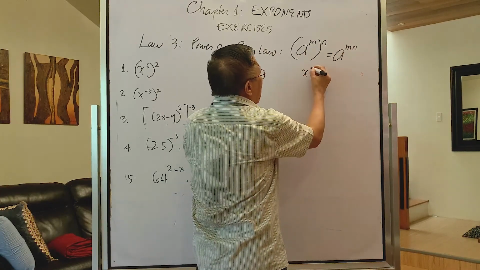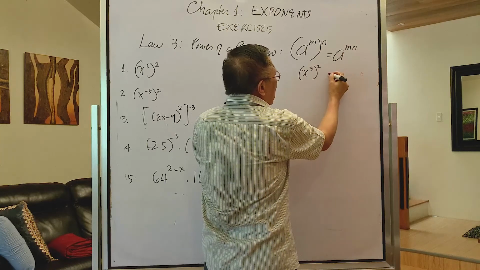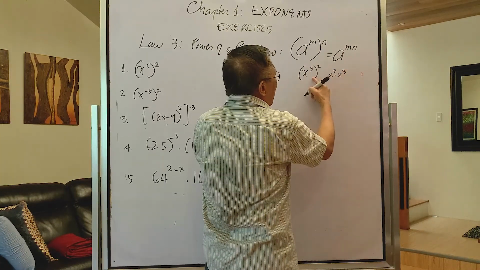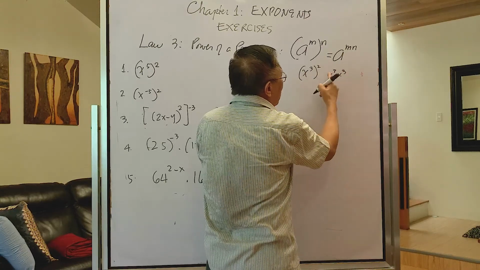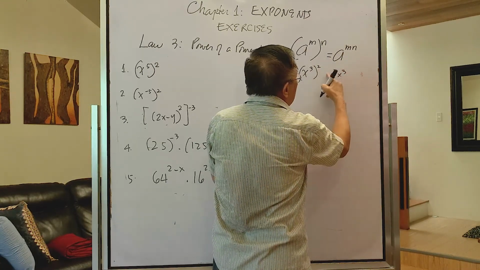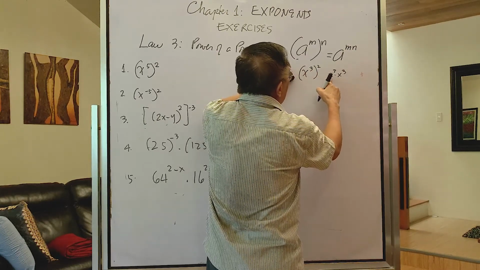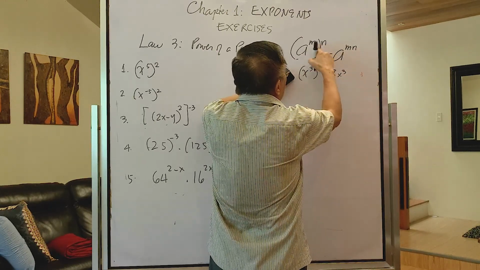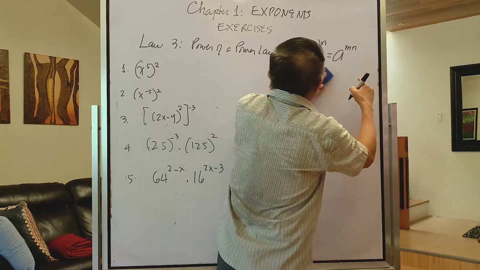For example, here we have x cubed raised to the 2. We have here 2 factors of x cubed. It's like that. Or 2 factors of the 3 factors of x. In both cases, this will give me x to the 6. So instead of saying 2 factors of x cubed, we just have to multiply the exponents here. That's a power of a power.